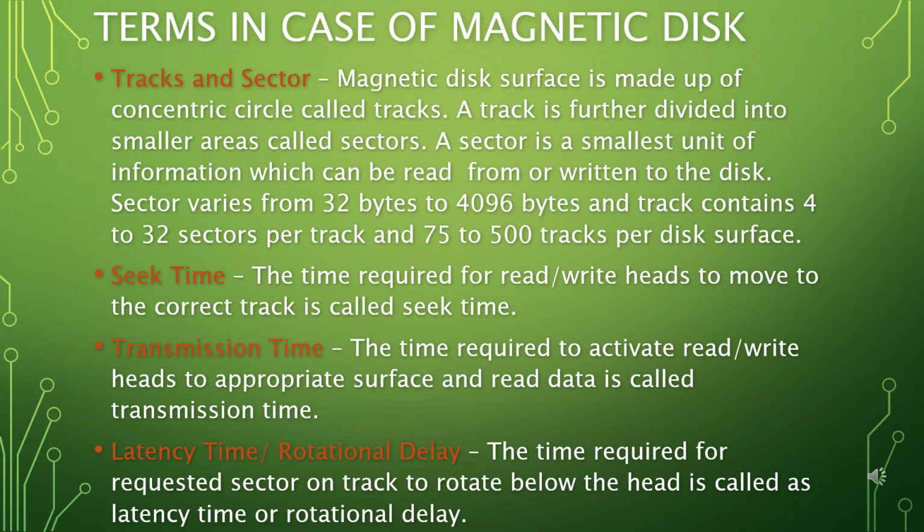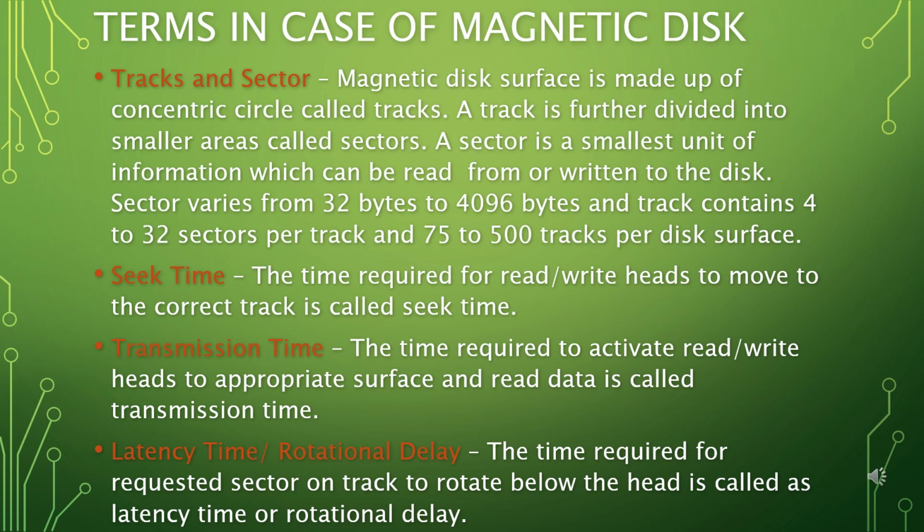Let's learn about some terms used in case of magnetic disk. Tracks and sectors. Magnetic disk surface is made up of concentric circles, which are called tracks. Track is further divided into small areas of information called sectors. A sector is the smallest unit of information which can be read from or written to the disk.